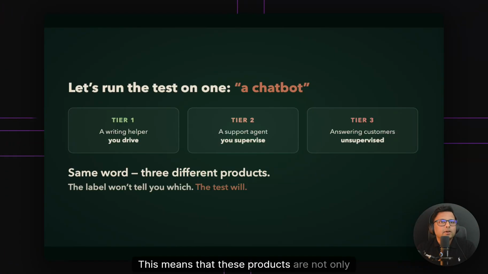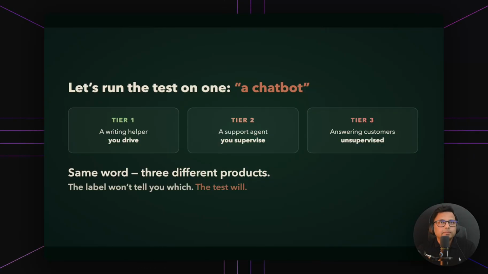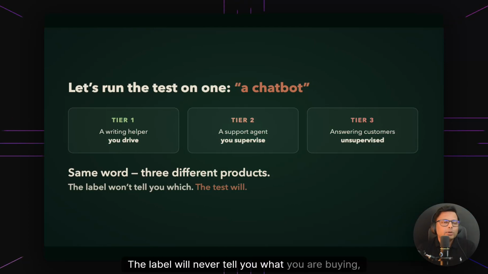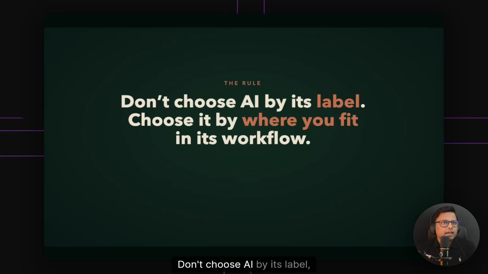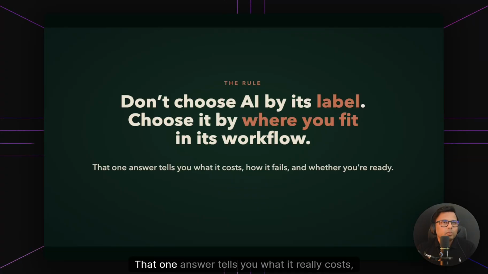This means that these products are not only different in terms of their characteristics and what functions they perform, but the cost of operating these would be different and the risks associated with each of these would also be different. Chat is just an interface. The label will never tell you what you are buying, but the test will. So remember the framework. Don't choose AI by its label. Choose it by where you fit in its workflow. That one answer tells you what it really costs, how it fails, and whether you are ready for it or not.